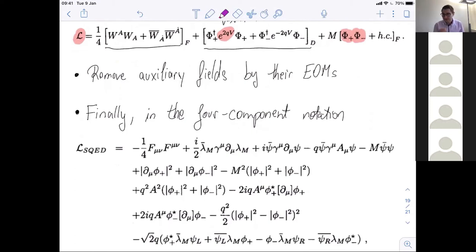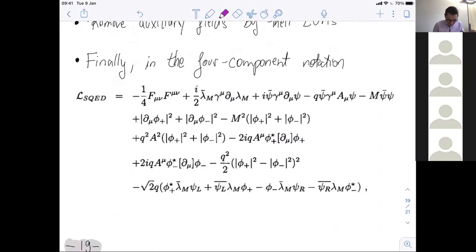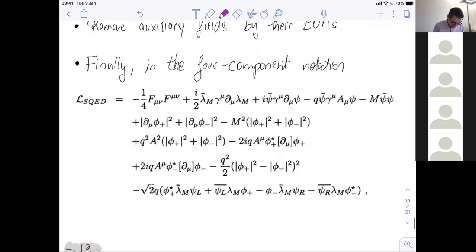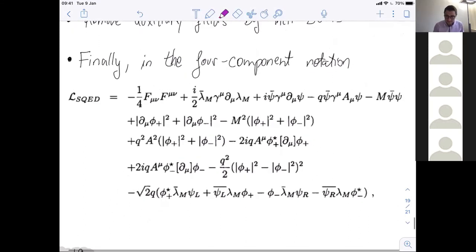So you can remove the auxiliary fields by their equations of motion. First we will remove those F and D guys, and then you can expand that Lagrangian. So this is the SUSY and gauge invariant Lagrangian, and this is what you get. This is the Lagrangian of supersymmetric quantum electrodynamics. If you did not pay attention to this mathematics so far, maybe you should start paying attention now, because at this point I will just talk ordinary non-SUSY language.